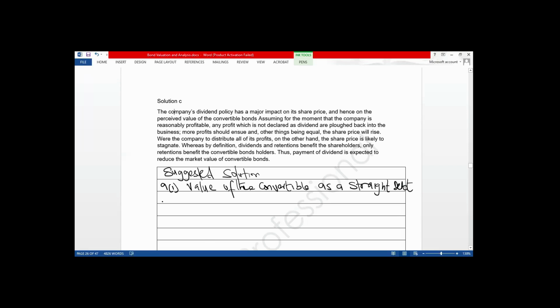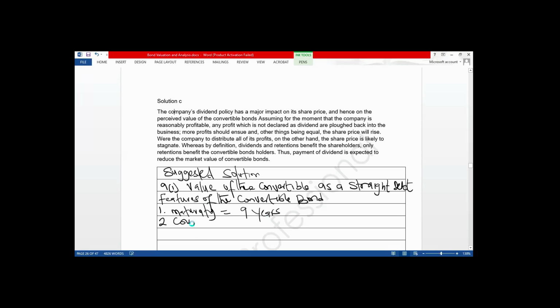I will now try to itemize the features of the convertible bond. 1, maturity. The maturity is 9 years.